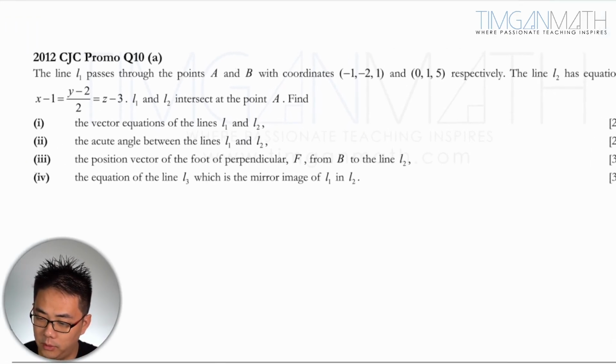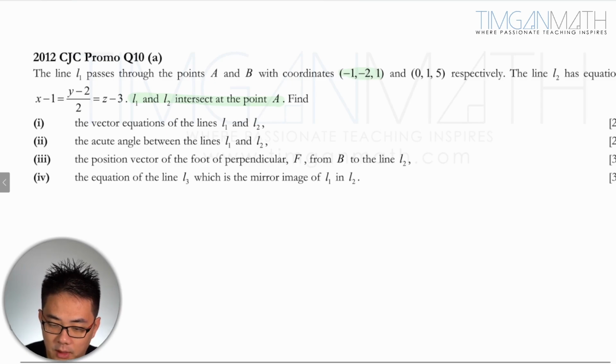Great. So you're given two intersecting lines. Point A, okay. So they intersect at A. They give you the intersection point here, A. You can actually check whether it's in L2.